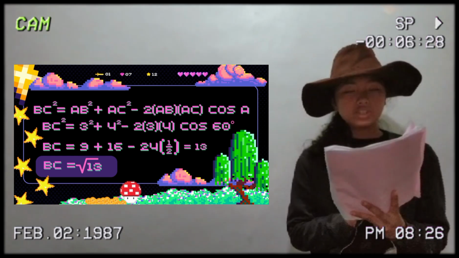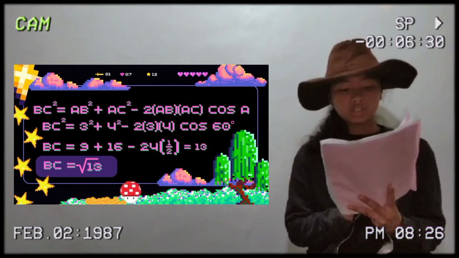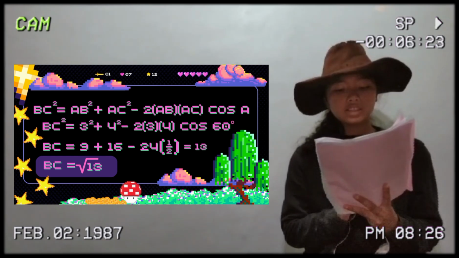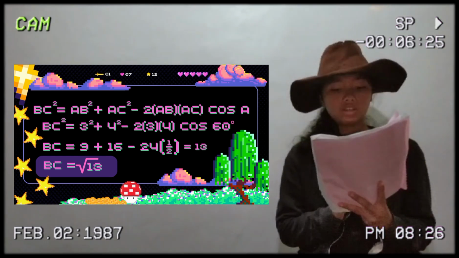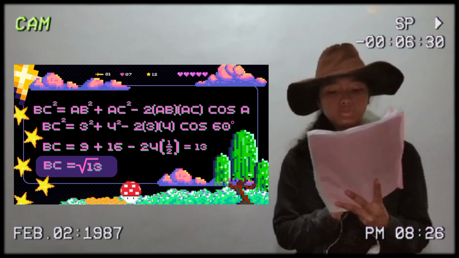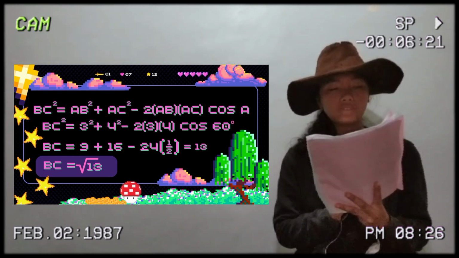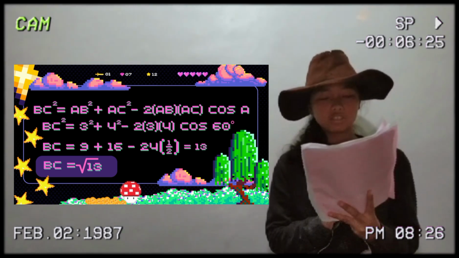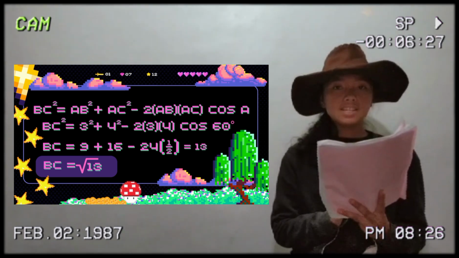So, 3 squared is equal to 9, plus 4 squared is equal to 16, minus 3 times 4 is 12, times cosine 60 degrees, which is equal to 0.5. So, 9 plus 16 is equal to 25, and negative 12 times 0.5 is negative 6. We simply subtract 6 from 25, so we get 19. So, BC is equal to square root of 19.